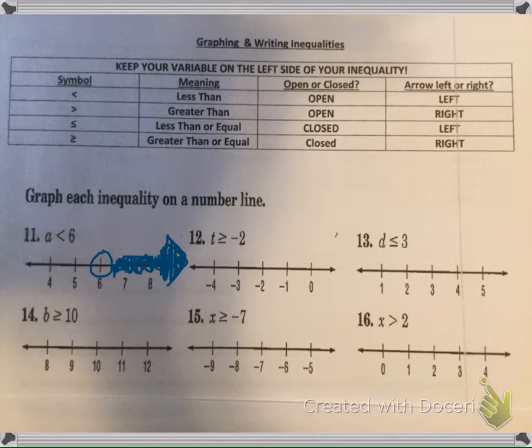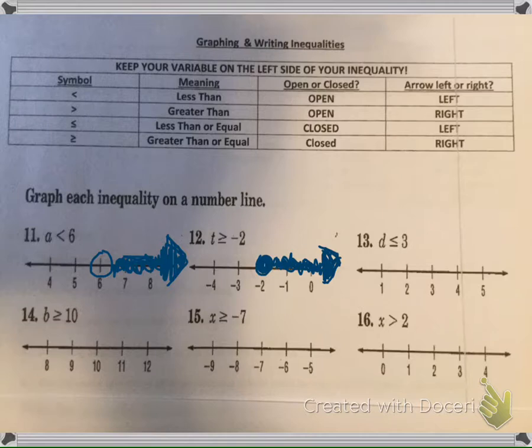Number 12, we have t is greater than or equal to negative 2. So in this case, negative 2 is included, so that would be a closed circle. And it's everything to the right here that's greater than negative 2. All of these numbers that I'm coloring in right now are greater than negative 2. Then you're going to make your arrow. This is pretty difficult on this program for me, sorry.